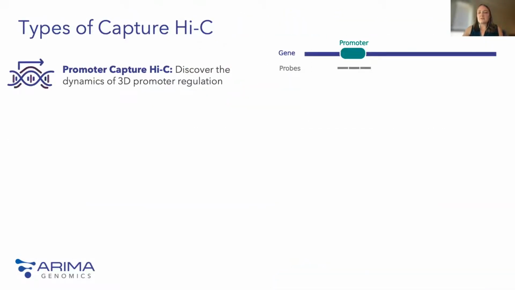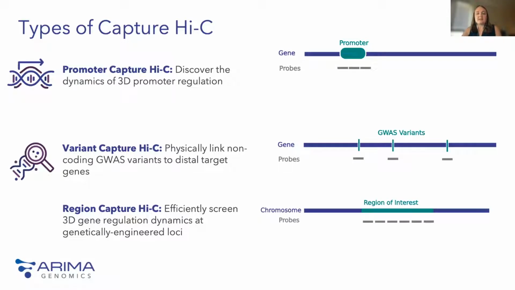Arima offers a couple different options for Capture Hi-C. The promoter capture panel offers a comprehensive probe design targeting promoters across the entire genome of human or mouse. But we also offer custom capture panels that can be tailored to a specific research question. For example, targeting regions surrounding non-coding GWAS variants or other larger regions of interest like genes or exons to address specific hypotheses.